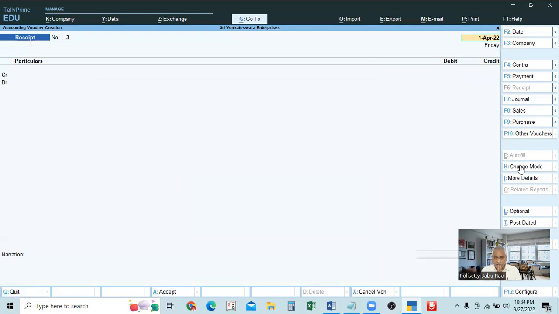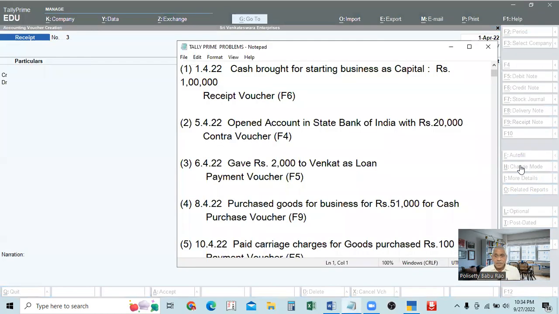First we will learn and record the transactions under the double entry system, and afterwards, after some transactions, next time we will go to single entry also. So you can see whichever is easier, you can do. Okay. So here, receipt.